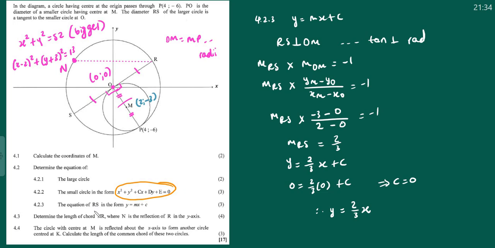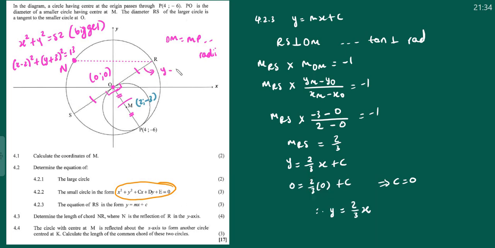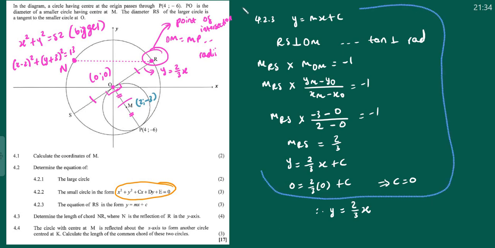Now, for SR, the equation is y equals 2 over 3 x. Good people, let's understand that the line RS is touching the circle at R. That means R is a special point. It's a point of intersection. Since it's a point of intersection, we know what to do: we have to use simultaneous equations to get the coordinates of R.